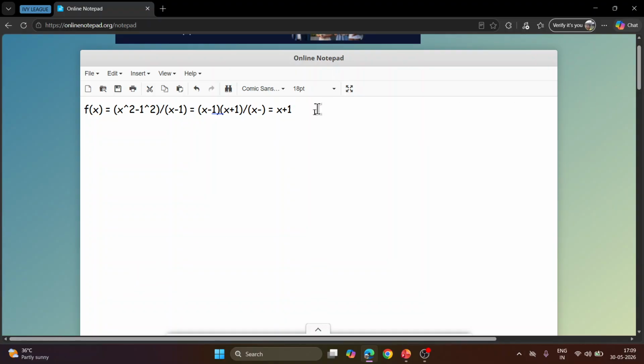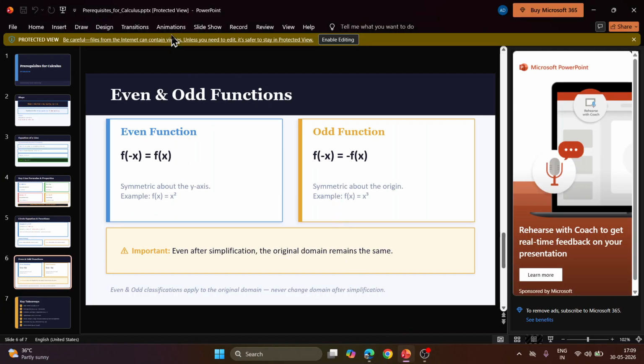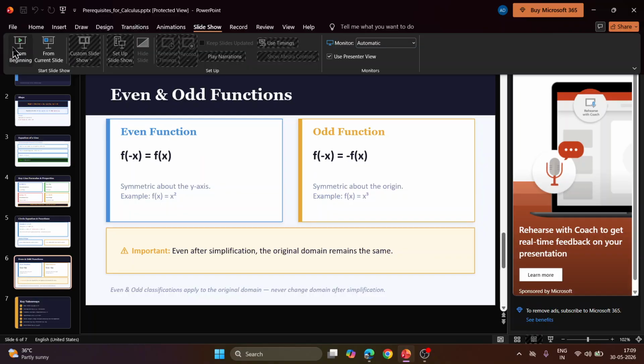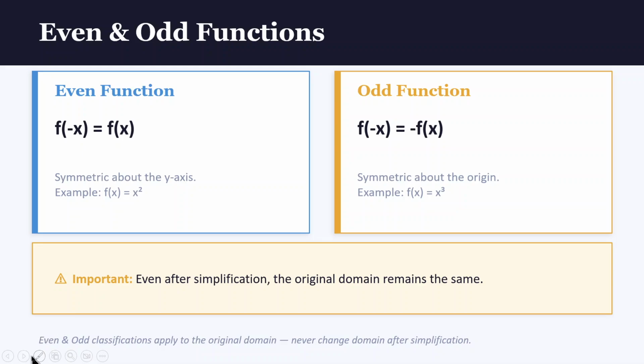Now they might ask the domain, and after looking at this, you might write that the domain is anything, because the denominator can never be 0, and hence the result cannot be undefined. But there's one key point here. In the starting point, x minus 1, look at this. If x is equal to 1, the result of the function will be infinity, which is undefined. So the domain remains exactly what it was in the start. You can't change the domain no matter how much you simplify it.